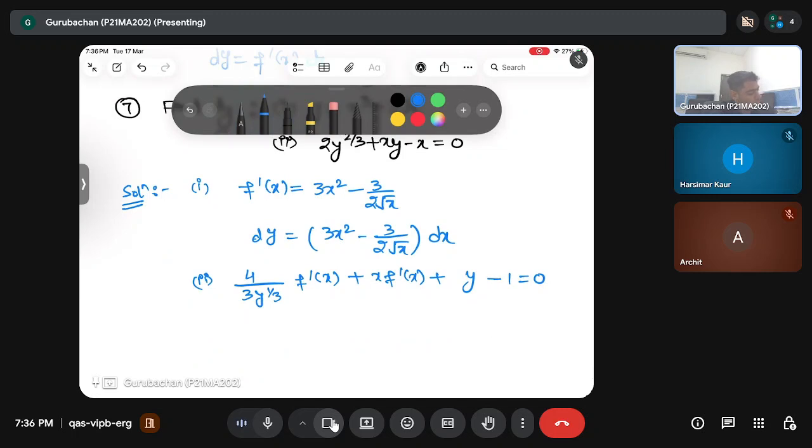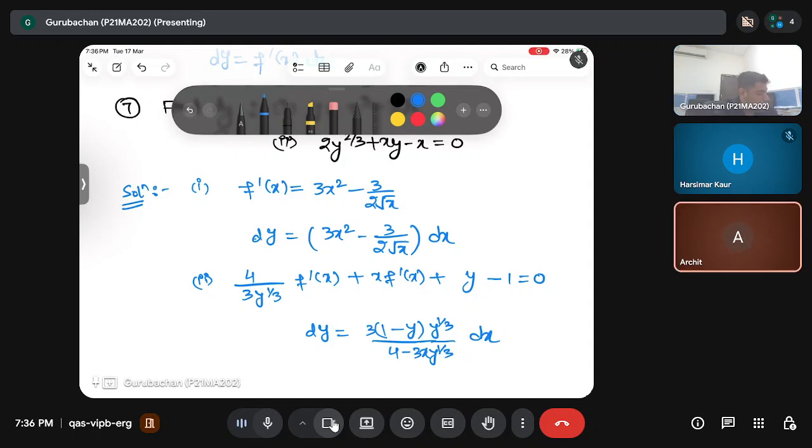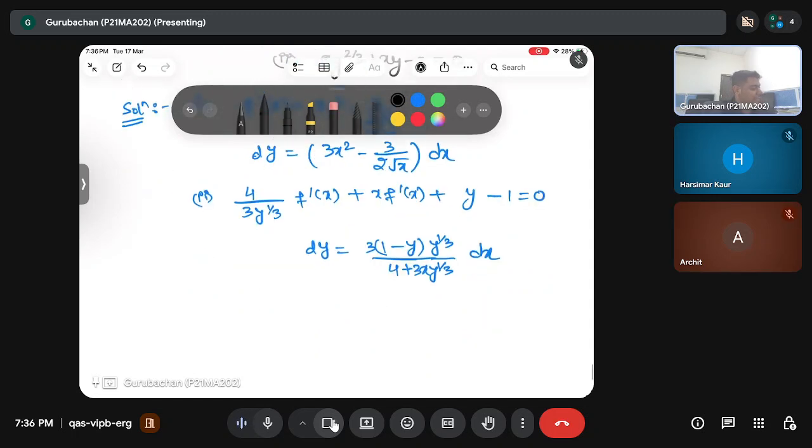So from here we'll get dy to 1 minus y, and this will be 4 minus 3xy to the power 1 by 3, and in the denominator it will be 3y to the power 1 by 3. Is it like this, Ashit? Is there a 4 plus or minus in the denominator? 4 plus. Thanks. So this is simply the differential.